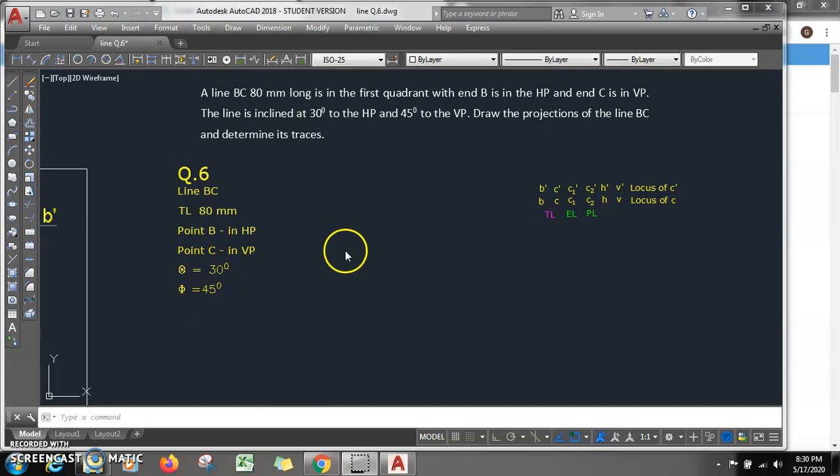In this video, we will solve one problem on projections of line. Let us read out the problem statement. A line BC 80 mm long is in first quadrant. So the length of the line, the true length, is 80 mm.